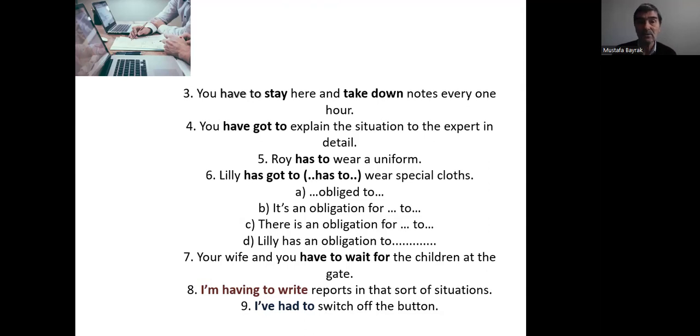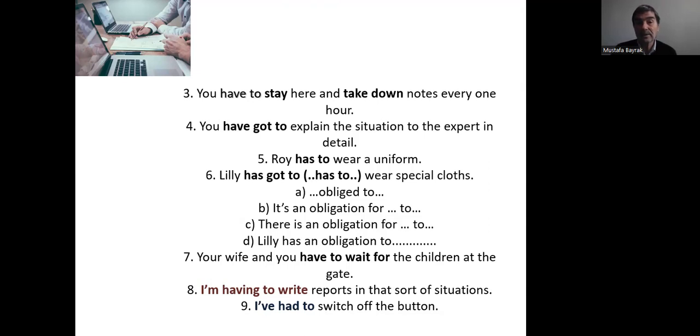7, your wife and you have to wait for the children at the gate. 8, I am having to write reports in that sort of situations. Yes, I am having to write. Of course, we can use it in all tenses, past, present, future. For example, I was having to write reports yesterday. I will be having to write reports tomorrow. I am having to write reports today, since morning, for example.